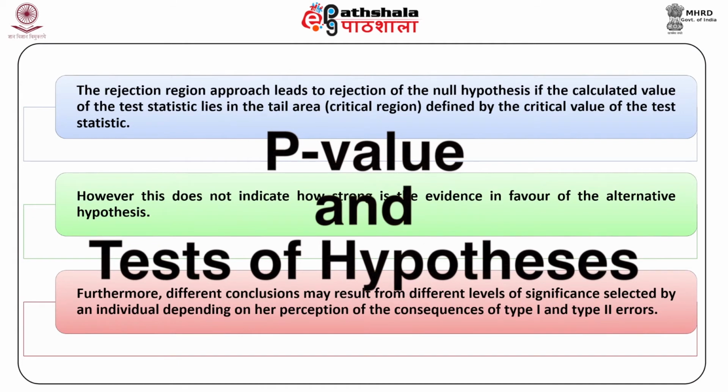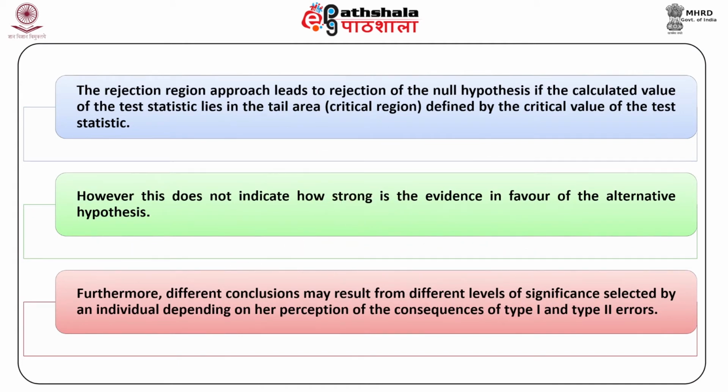P-value and tests of hypothesis. The rejection region approach leads to rejection of the null hypothesis if the calculated value of the test statistic lies in the tail area, that is the critical region, defined by the critical value of the test statistic, for example, z alpha or minus z alpha or plus or minus z alpha by 2. However, this does not indicate how strong the evidence is in favor of the alternative hypothesis.